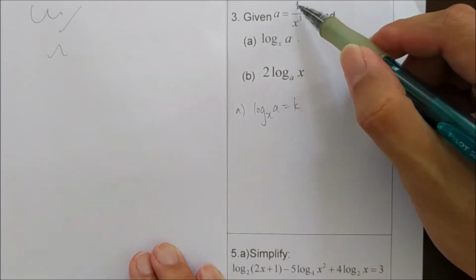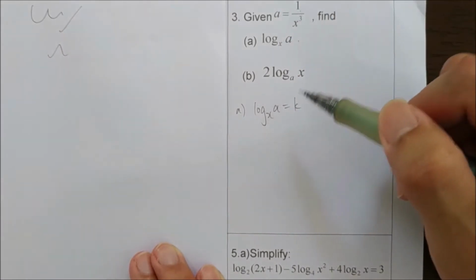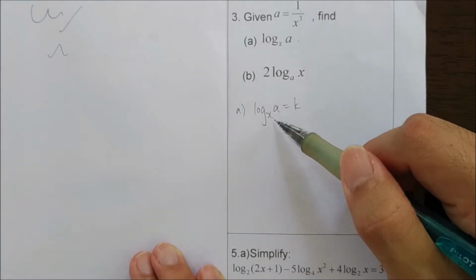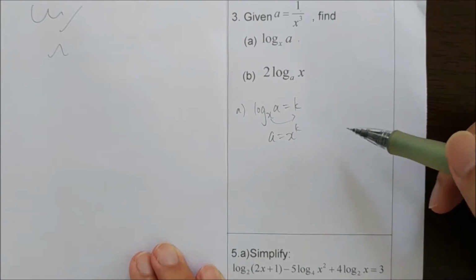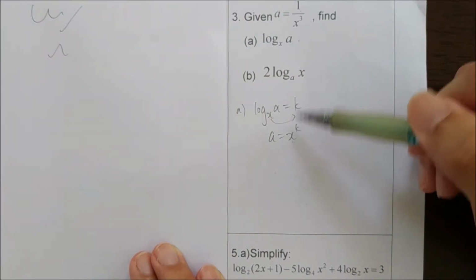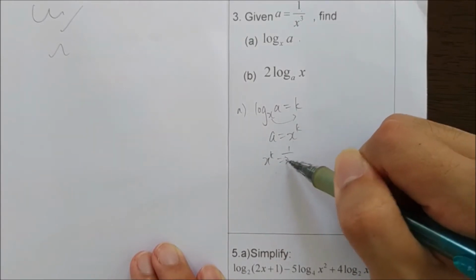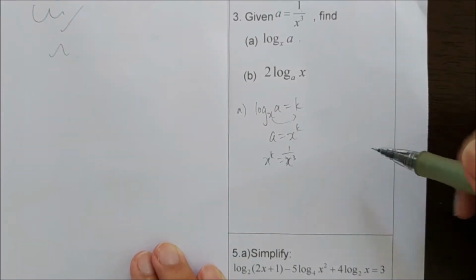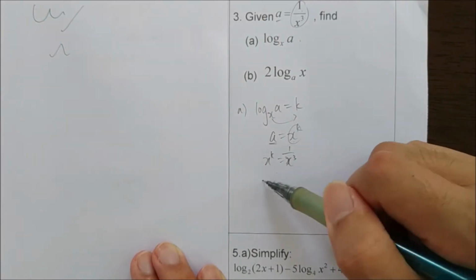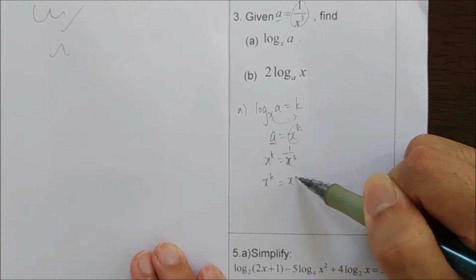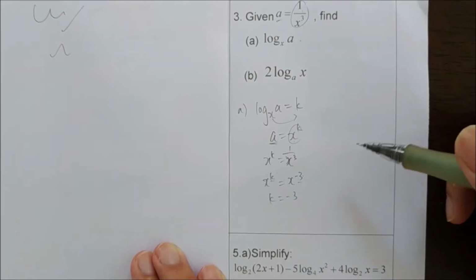Since this is given in the form with log, we can change it to the form without log. So a equals x to the power of k. By comparison, x to the power of k equals 1 over x to the power of 3, because a equals a, so this equals this. And if we change this, it is actually x to the power of negative 3. Hence, by comparison, k equals negative 3.